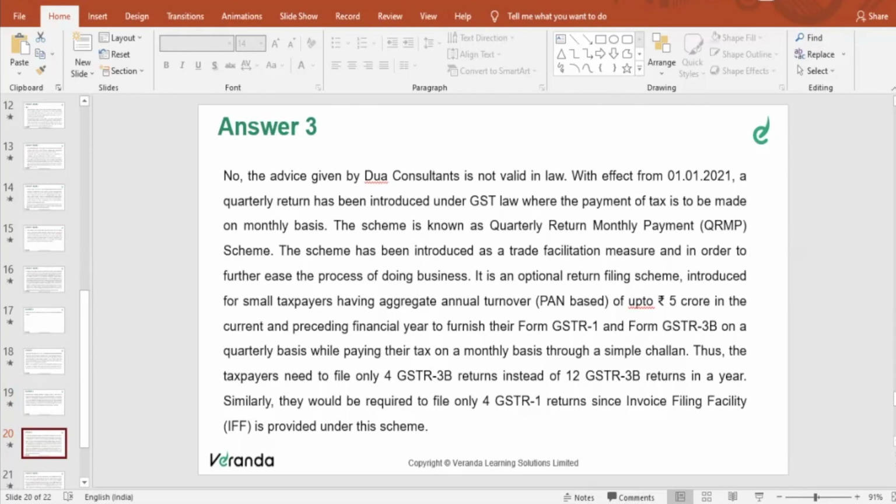So for that, they brought in this scheme so that you can focus more on your trade rather than a lot on compliance. It was introduced as a trade facilitation measure and in order to further ease the process of doing business. It is optional. Less than 5 crore is not mandatory at all. It is optional for taxpayers having aggregate annual turnover of up to 5 crore in the current and preceding financial year.